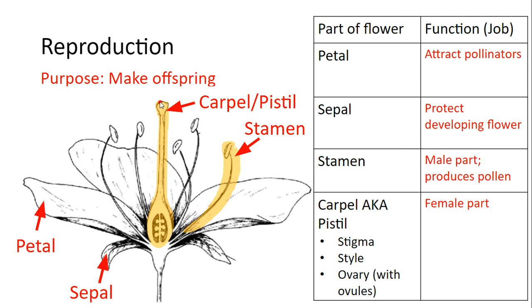So the pollen blows by on a breeze, or maybe a bird comes by to get nectar and it's got pollen on its feathers, and then that pollen gets stuck to the carpel, and then it travels down the style, which is just a tube that connects the stigma to the ovary down here. And once the pollen reaches the ovary, it can be fertilized, and then it will grow into another flower.